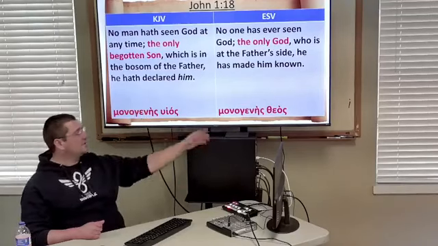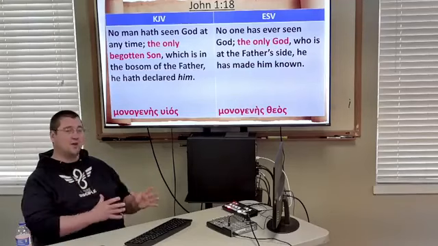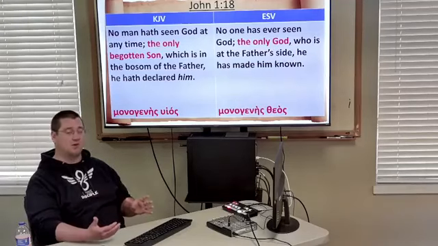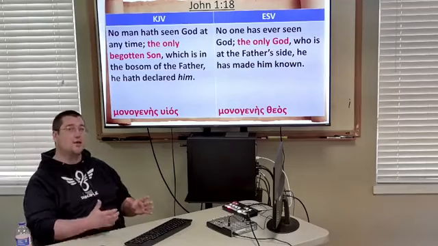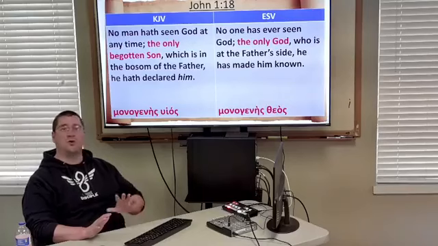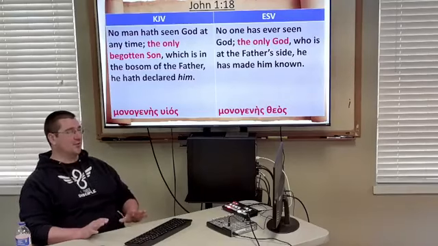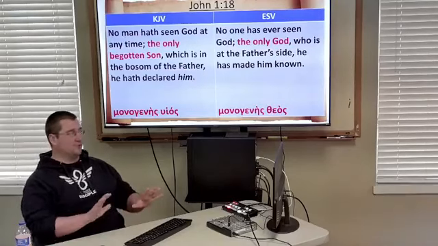So a lot of people always want to translate monogenes as begotten. And the reason is because the word that usually follows monogenes almost all the time is huios, only begotten Son. But monogenes is actually made up of two words: mono, meaning one, and genes, which means kind or type. So there are translations that will read the only unique God, the one-of-a-kind God. And just to tell you what's going on here, our earliest best Greek manuscripts have monogenes theos: P66, P75, Aleph and B.